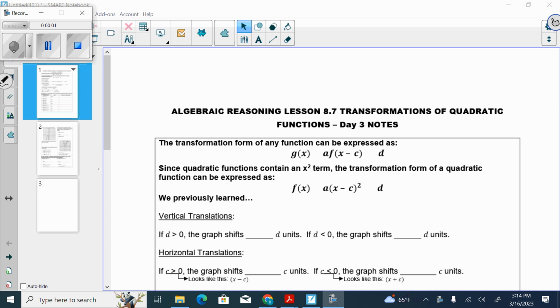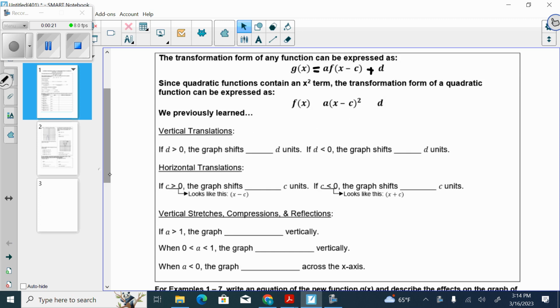Written as this type of equation, where each one of those letters is going to do something specific, right? So we talk about vertical translations. Which way is vertical? This way or this way? Up and down. Okay, so vertical means we're moving up and down. And it says D, which is the letter out here on the end, right? That's the part that controls up and down, which we already knew.